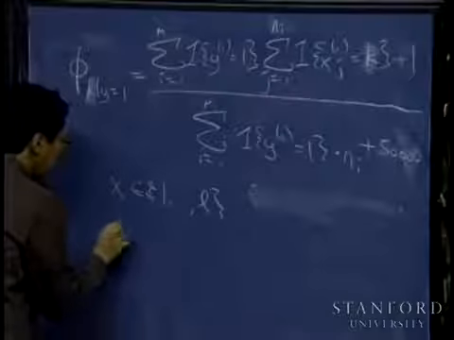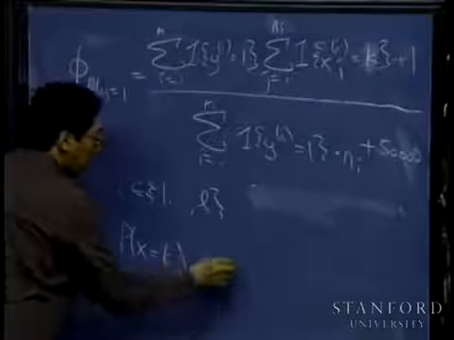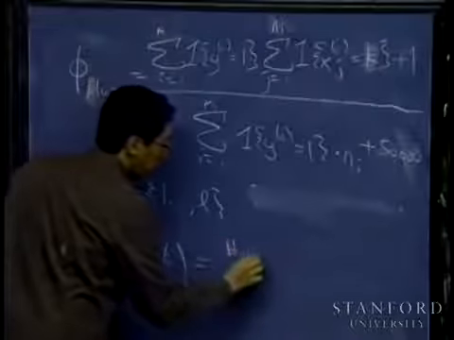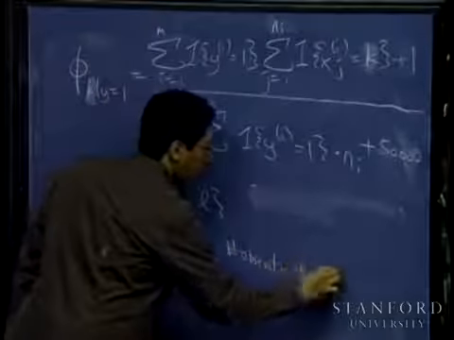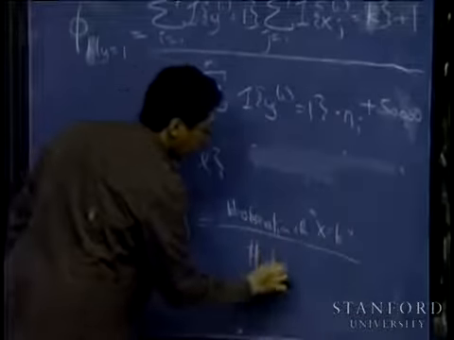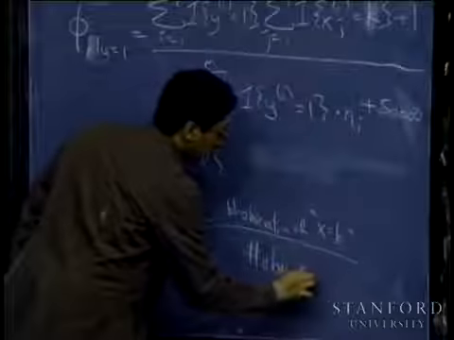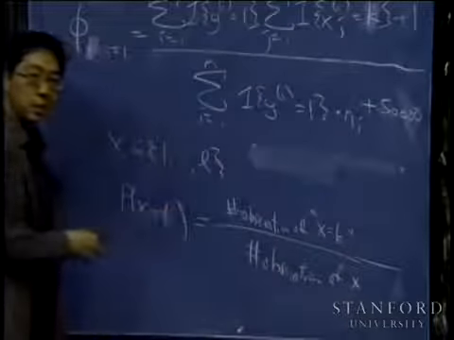The maximum likelihood estimate for the probability of x being equal to k will be the number of observations of x equals k divided by the total number of observations of x. Okay, so that's the maximum likelihood estimate.